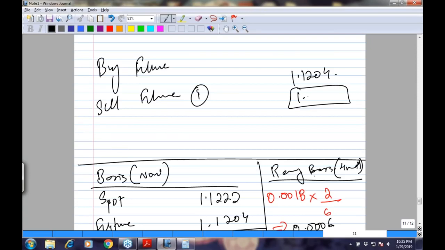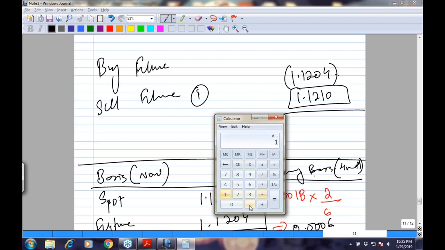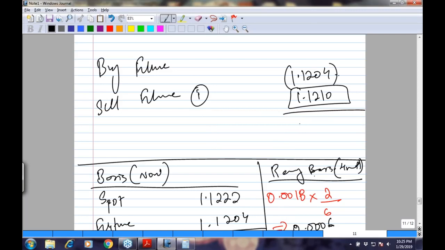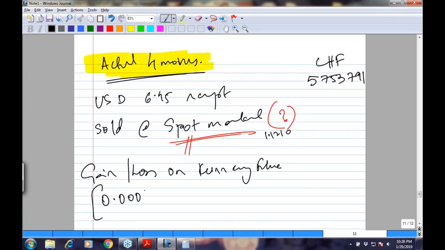So basically what would happen is we are going to sell the future at 1.1210. We bought it at 1.1204, and we are selling it at a higher price. How much is the difference? How much is the gain? 0.0006 is going to be the gain on the future contract.